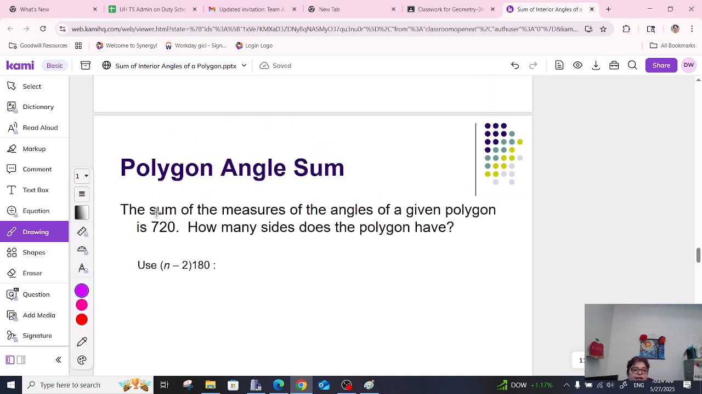Now this one changed on our notes because our notes had a different one. It said 2700. Okay, yours says that. Mine here did not.